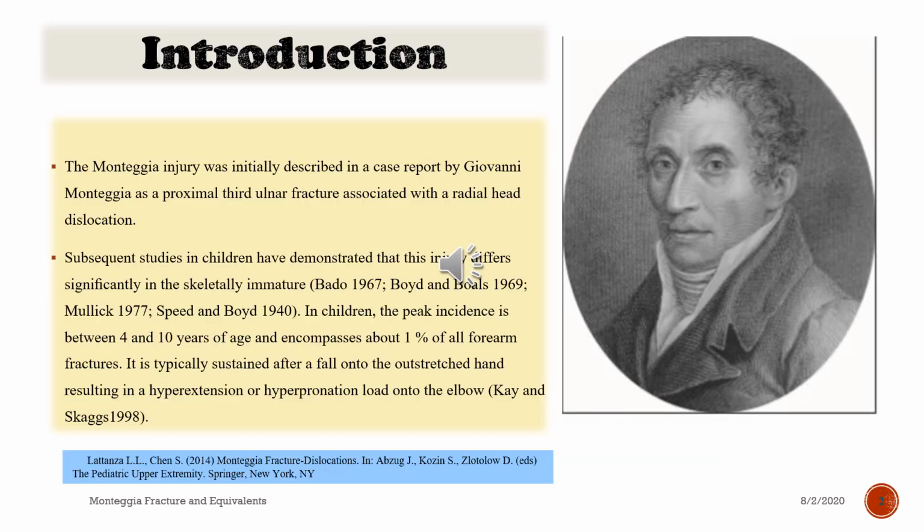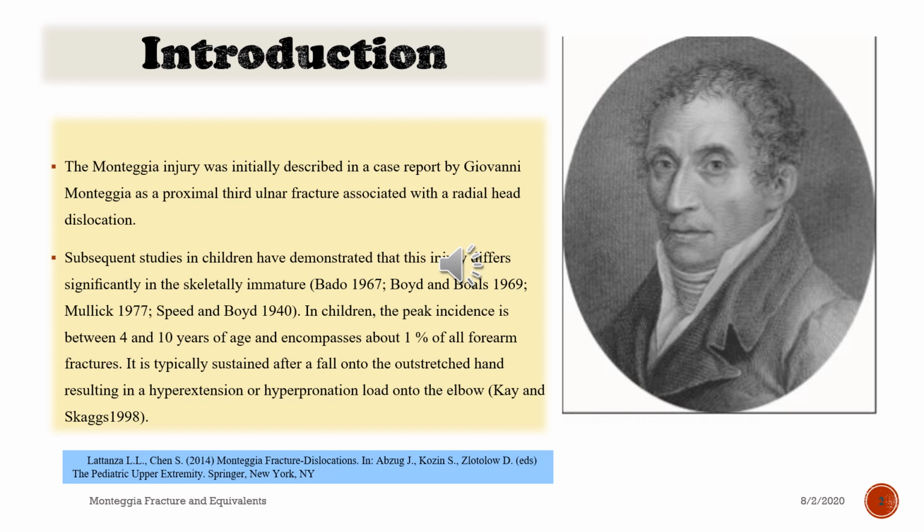The Monteggia injury was initially described in a case report by Giovanni Monteggia as a proximal third ulnar fracture associated with a radial head dislocation. Subsequent studies in children have demonstrated that this injury differs significantly in the skeletally immature. Bado 1967, Boyd and Boyles 1969, Mullick 1977, Speed and Boyd 1940.